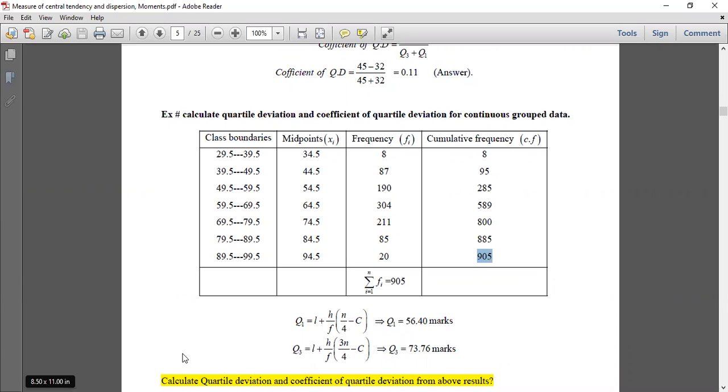Four, five, one. 1.25. 905 divided by 4, sir. 905 by 4 is 451. Okay, let me do it. Yes, sir, 251.25, sir. 225. Okay, let me do it. 905 divided by 4, if we do it, is 226.25. 226.25, right? Yes, sir.